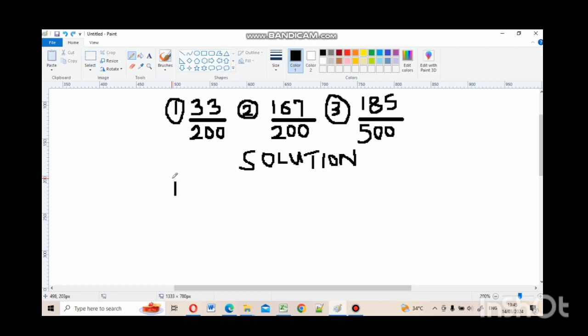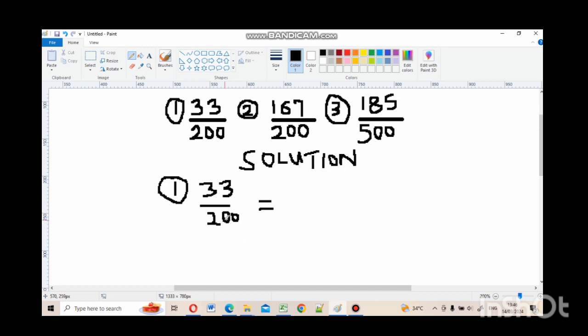Which is 33 over 200. So how do we convert this to a decimal fraction, or to a decimal? What do we do in order for us to have this denominator in the power of 10, say 100? We use the same method we use when we're dealing with equivalent fractions.